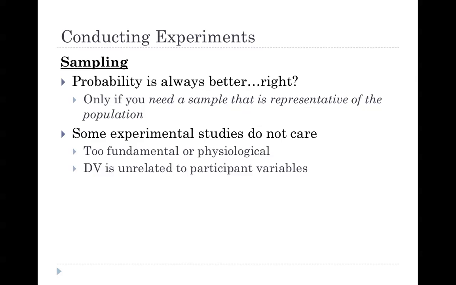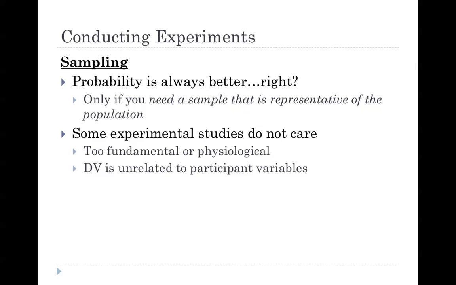So for instance, if you do not think that your dependent variable is related to a person's age, their gender, their race, maybe even their religious background or political affiliation. If you don't think your dependent variable is related to any of these participant variables, then it doesn't necessarily matter if you do or do not use probability sampling.